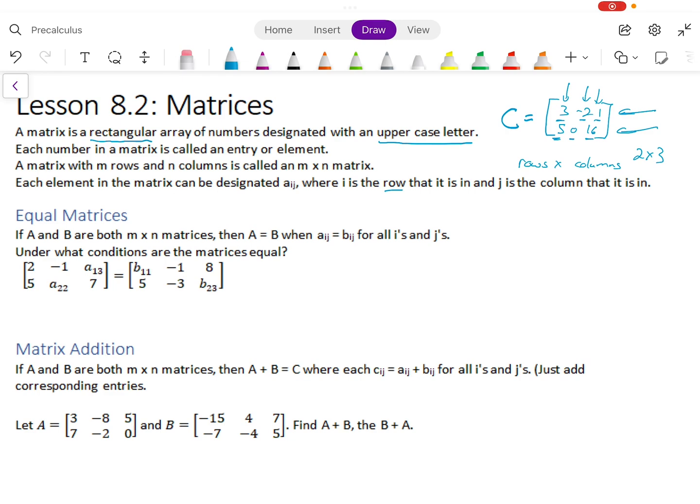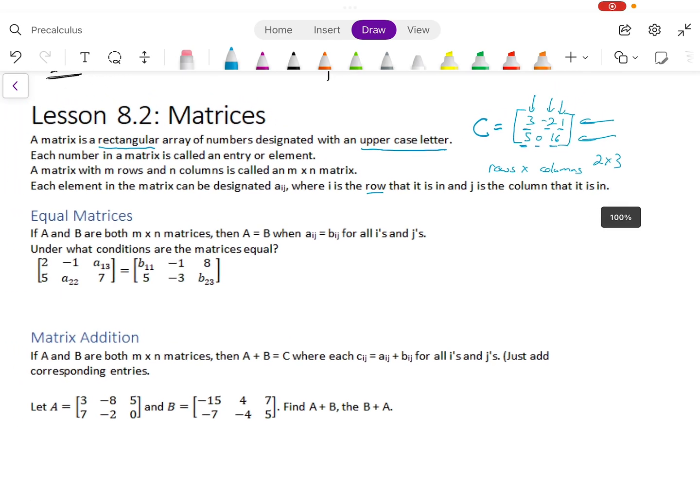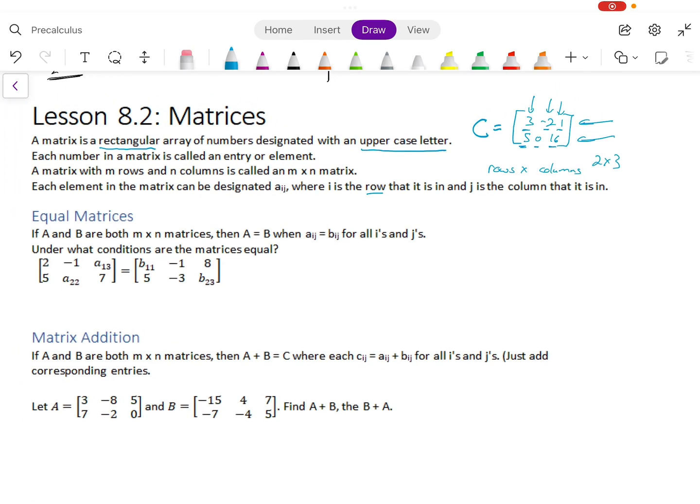So if I come up here, this is matrix C, so I would use a lowercase c, and then maybe I could put a subscript of 1, 3. That means I want the element in the first row, third column. So first row, that's this row. Third column, that's this column, so that element is 1.